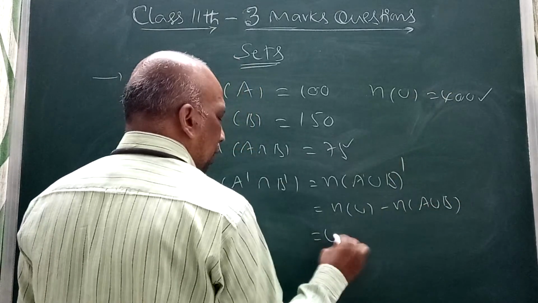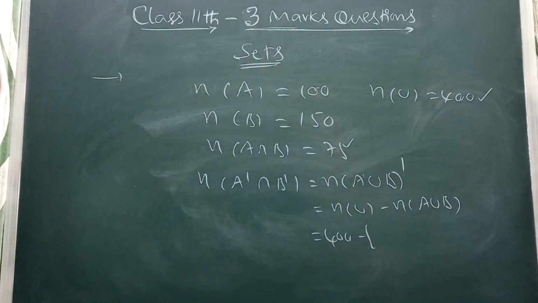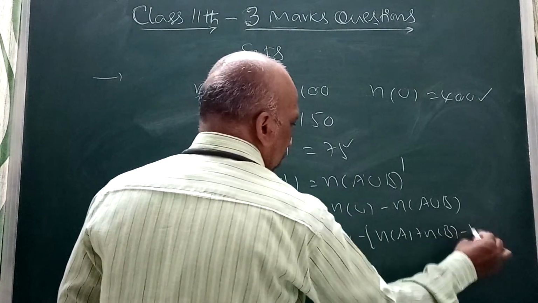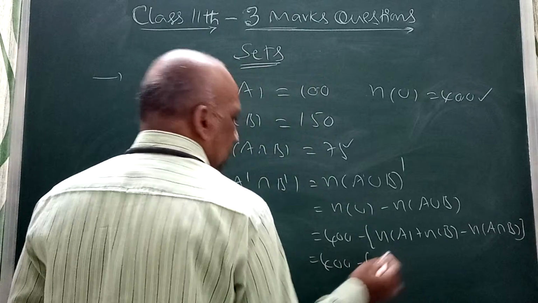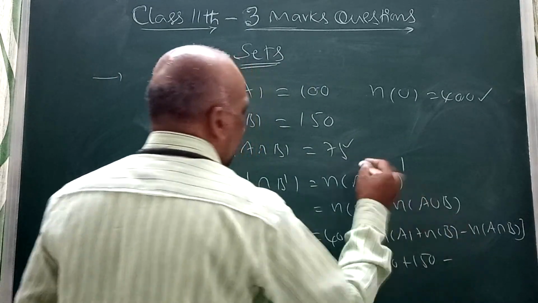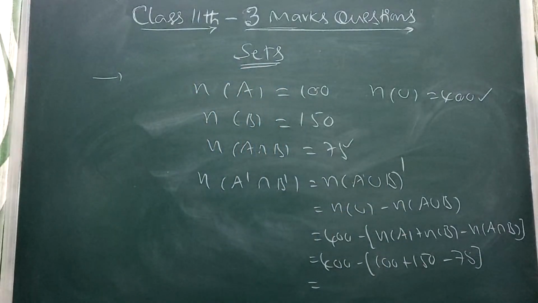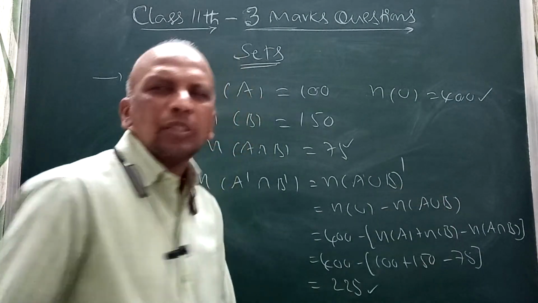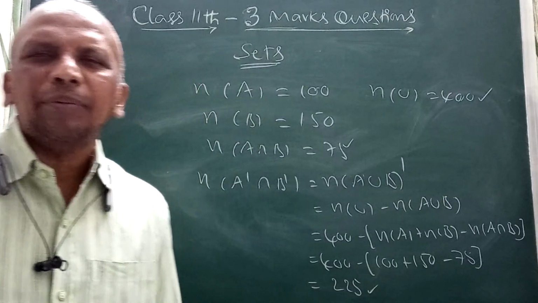But n of u is 400, minus n of A union B. We know n of A union B is n of A plus n of B minus n of A intersection B. So you can write 400 minus, what is n of A? 100 plus 150 minus 75. You can simplify this. Everything is simplified. It comes to 225. This will be your answer, right? Answer will be 225.